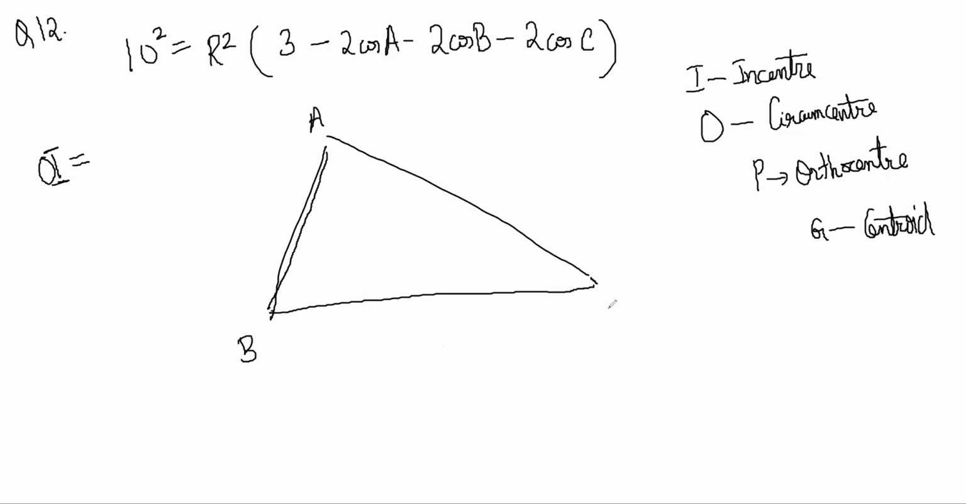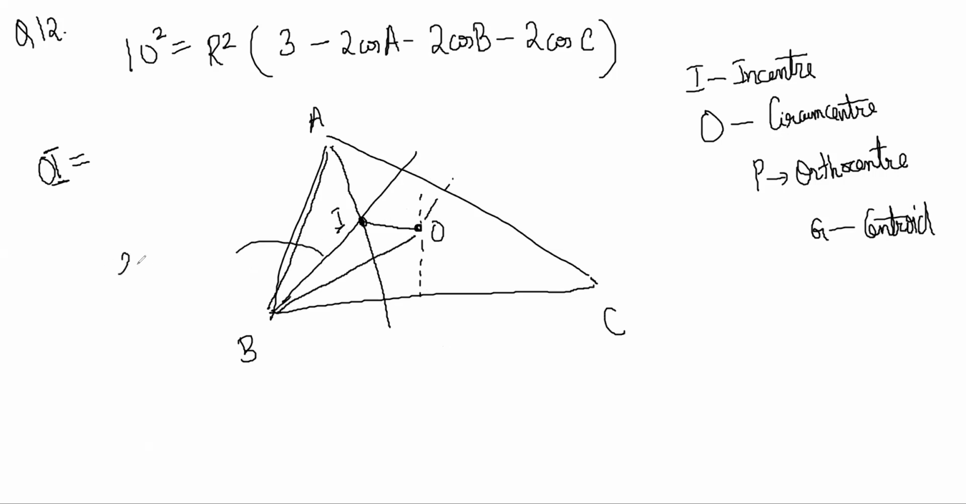So the way we have to do it is perpendicular bisector here. This is the circumcenter, and let's say the incenter comes somewhere here, I, right? So you need to find OI. OI is like this. Join it. In triangle OIB, BI we know now is R by sine B by 2, the distance of incenter from the vertex. OB we know is capital R.